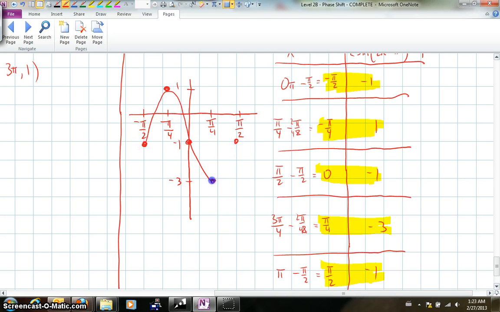Here is the most amazing sine graph you're ever going to see in your whole life. And the points are already written to the right, so I'm not going to write them again. Good night.